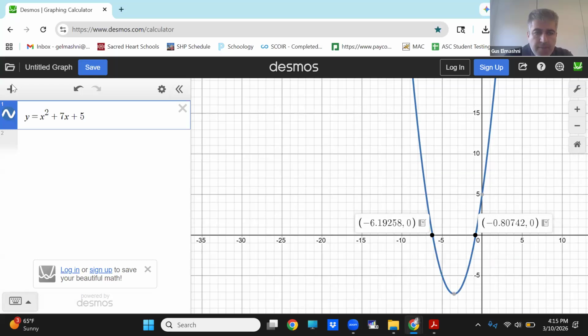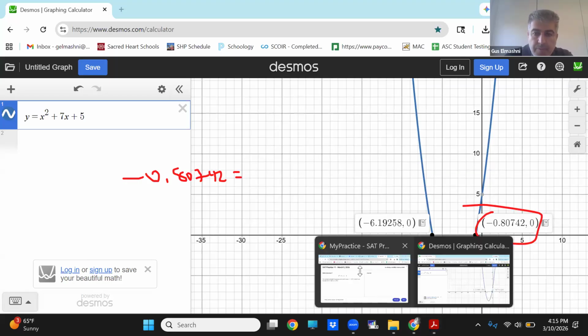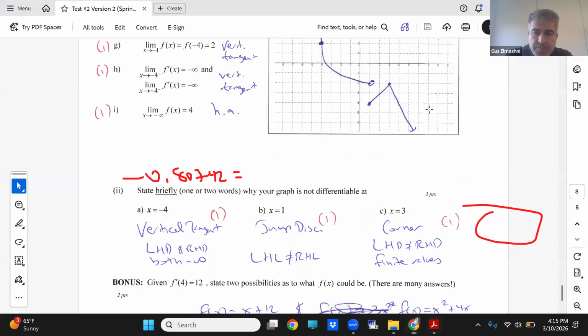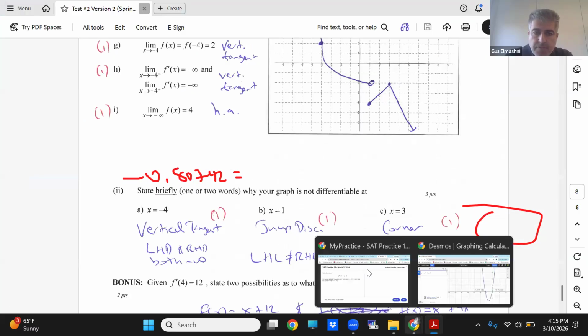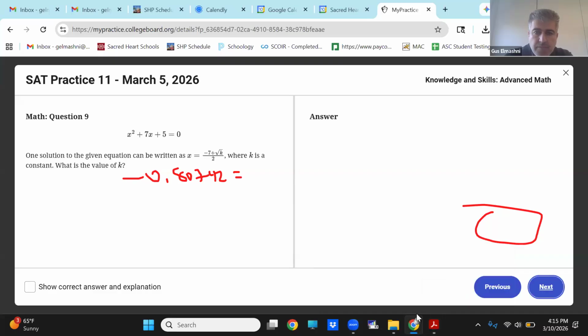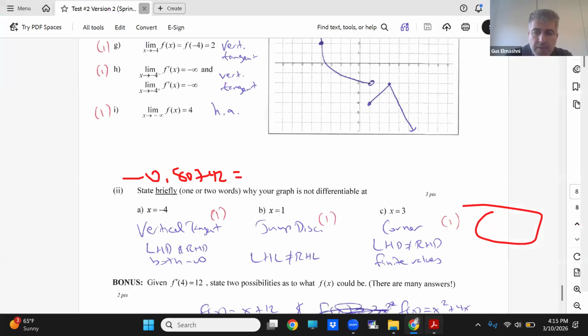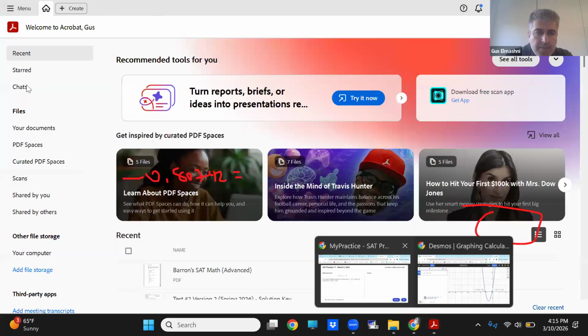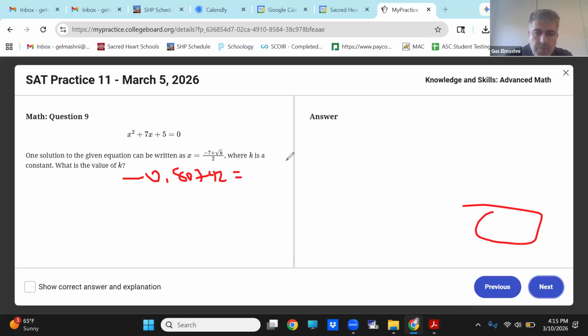So I'll say negative 0.80742. I'm going to go the higher value, not the positive value. Go to the higher value equals, and how is it written again? -7 plus, oh, that's something else. Well, let me close that. Okay, good. -7 plus root k over 2. And then you can just solve for k.